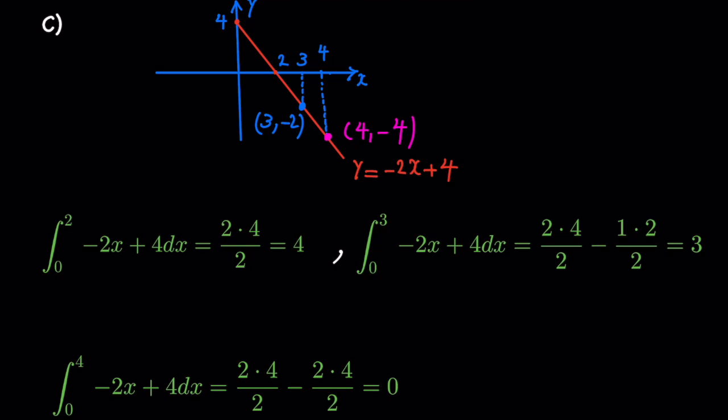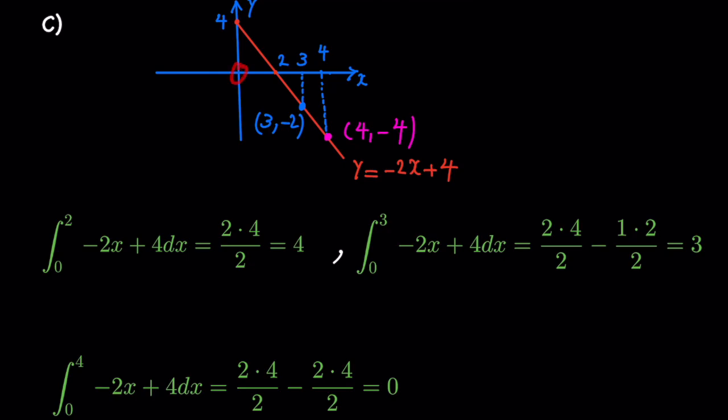In the last part here, I have the same function, but I want to compute the definite integral between 0 and 4. So it's all the way from 0 to 4. And you see that between 0 and 2, the area is above the x-axis, and between 2 and 4, the area is under the x-axis. So because of that, I will again break this up into 2 parts.